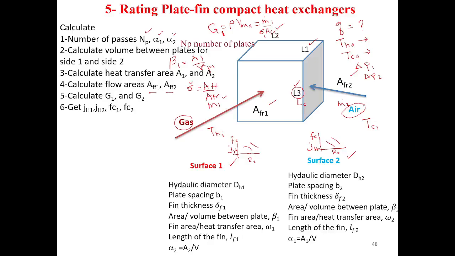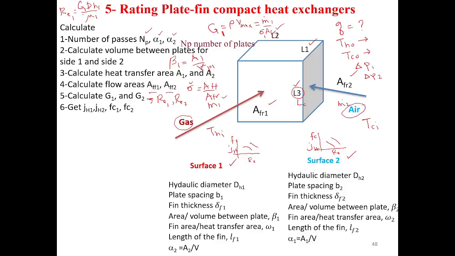Of course, once you get G1 and G2, you can also evaluate Reynolds number 1 and Reynolds number 2. We said before that Reynolds number, for example for 1 or 2, is equal to G multiplied by the hydraulic diameter divided by the viscosity. If you talk about 1, this is 1, 1, 1, and 1.